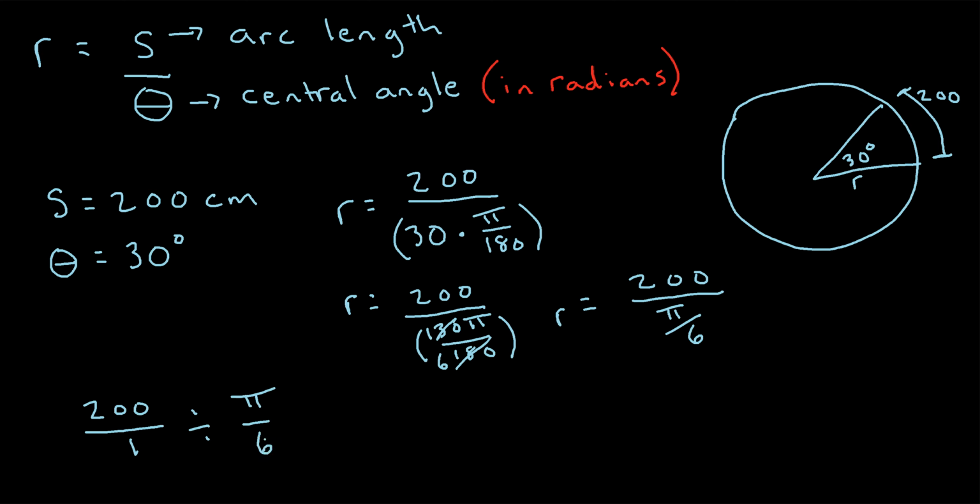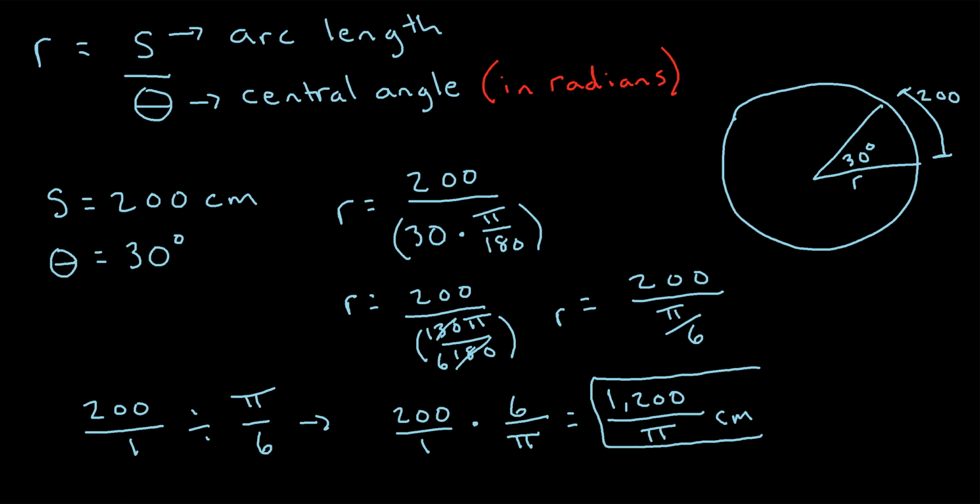Now remember, when we're dividing fractions, that's the same as multiplying by the reciprocal. So we can actually write this as 200 over 1 times the reciprocal. So we flip the numerator and the denominator, 6 over pi. And now we can multiply straight across. So 200 times 6, that's 1,200. And 1 times pi, that's just pi. So our final answer is 1,200 over pi, and don't forget our units, that's centimeters.